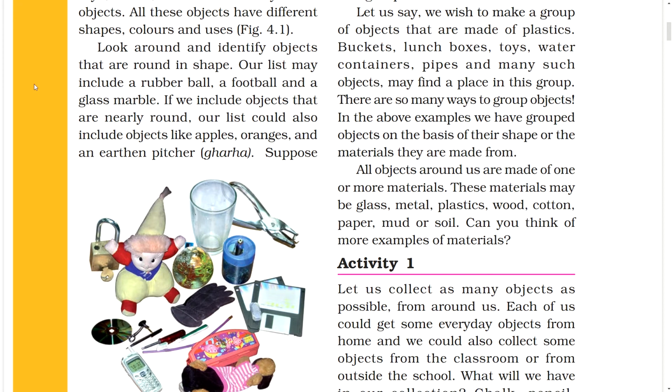Look around and identify objects that are round in shape. Our list may include a rubber ball, a football, and a glass marble. If we include objects that are nearly round, our list could also include objects like apples, oranges, and an earthen pitcher, ghara.